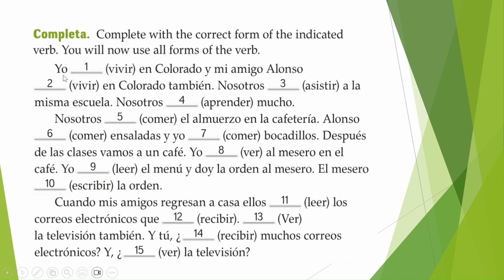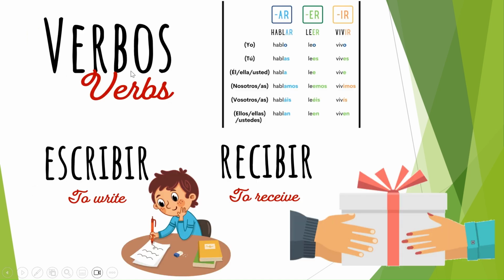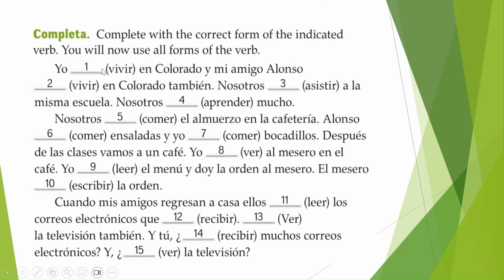In this case, it is yo. So remember that for yo, in the IR column, I'm going to go back so you can see here, for yo, for the IR, the ending was O. So in this case, it's going to be vivo, okay? You have all the conjugations of these verbs in the notes, so you can just use them.